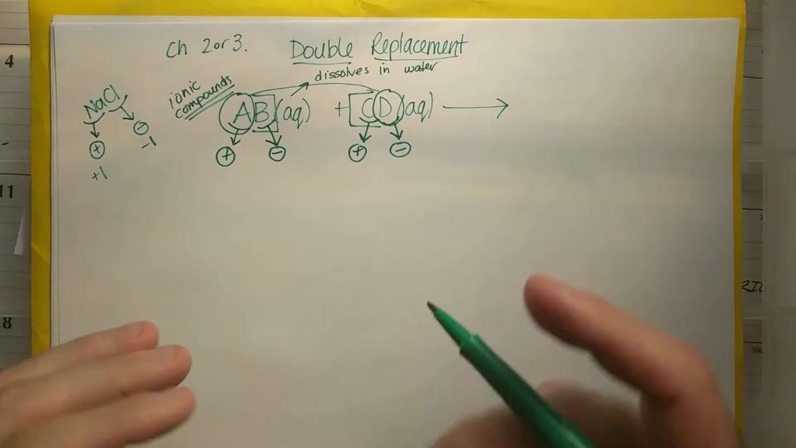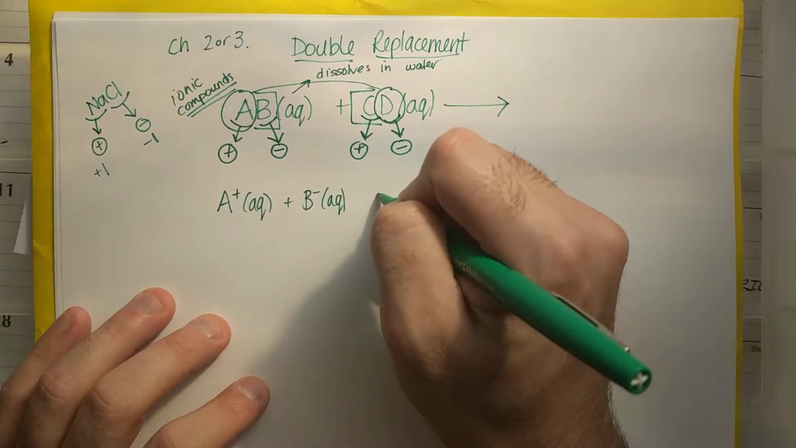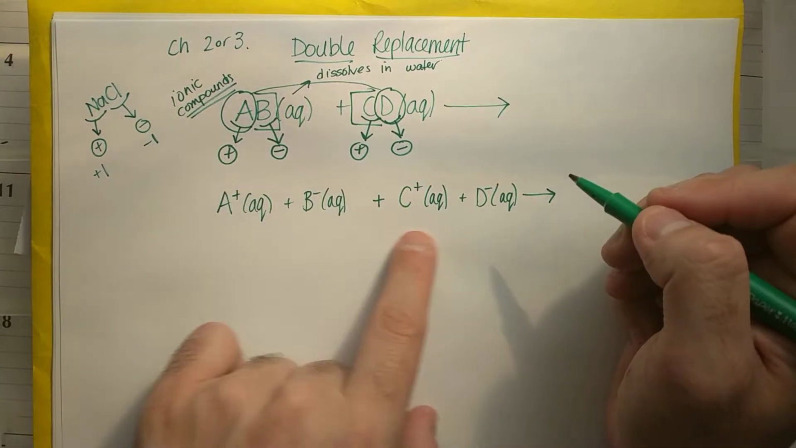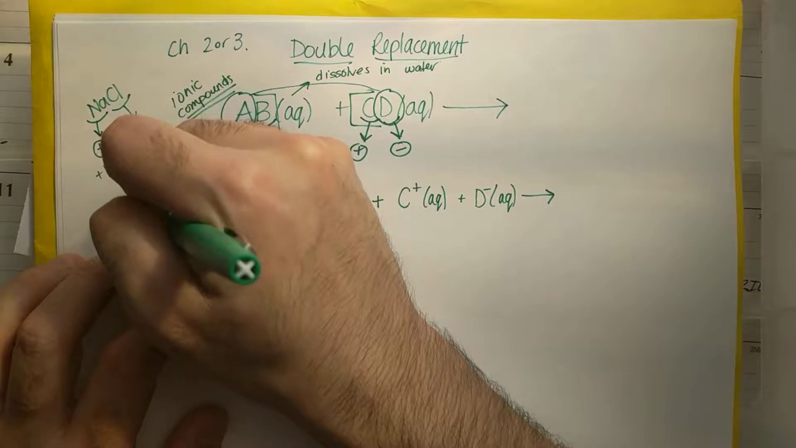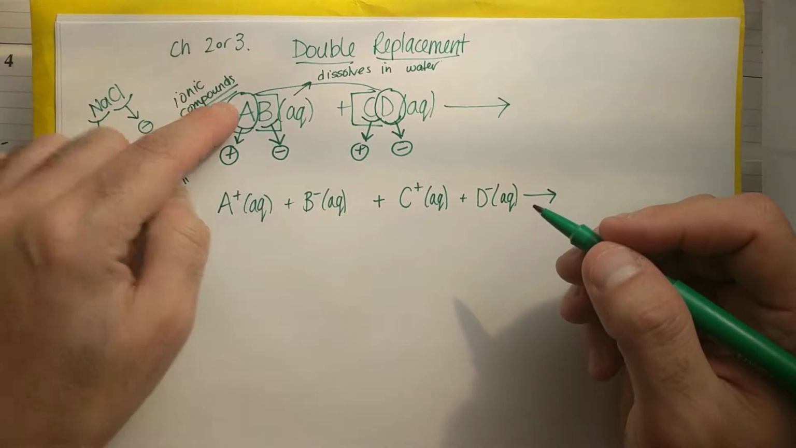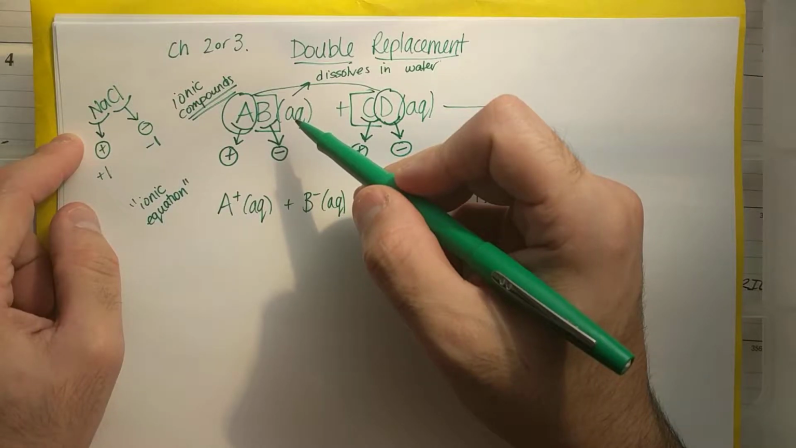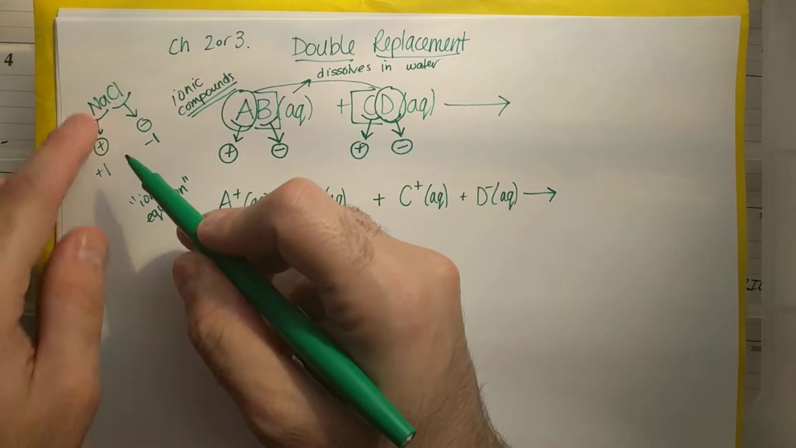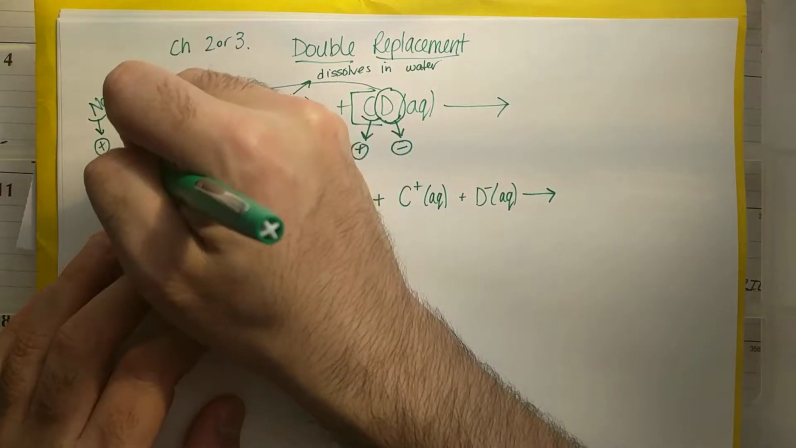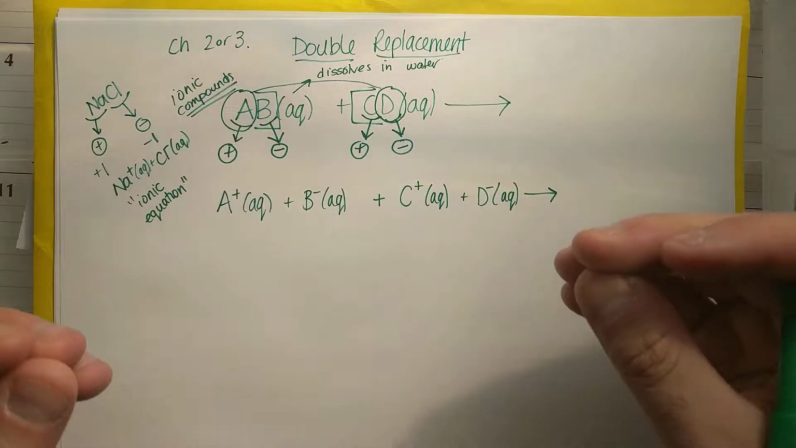If I have this broken up in solution, I might have A+ aqueous, B- aqueous, C+ aqueous, and D- aqueous. Why am I writing it like this? This is known as the ionic equation. If I have an aqueous ionic substance, it can break apart into its ions. If AB was an ionic compound like NaCl, then with Na +1 and Cl -1, I would get Na+ and Cl-, both aqueous. And that's true: NaCl, when added to water, breaks apart into its individual ions.